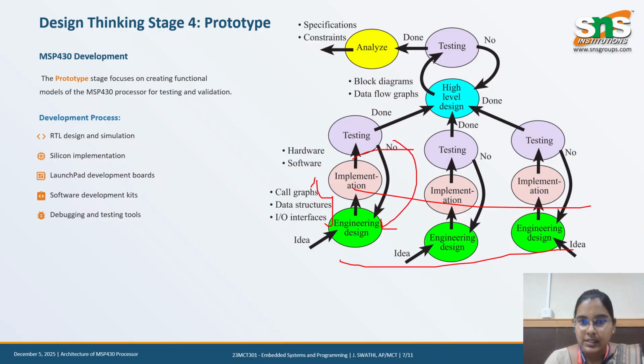The testing is for both hardware and software. Once the testing is done, we go for the high level design, and in the high level design, we go with the testing of block diagrams and data flow. Once the block diagram is confirmed and data flow is also satisfied, we go for the analysis part. In this analysis part, we will check whether our specification and constraints are achieved. So these are the bottom up approach. I'm going from the scratch to the top level.